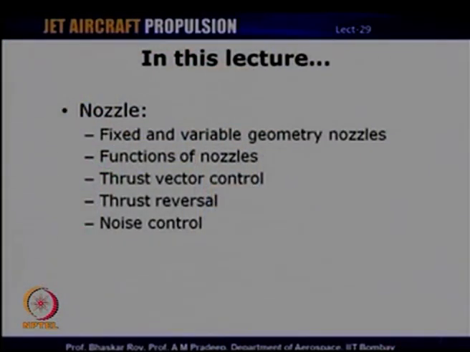So, in today's lecture, we are going to discuss the following topics. We will be talking about two broad classes of nozzles, the fixed and variable geometry nozzles. We will be talking about the functions of nozzles. We will also talk about some of the additional functions which some of the modern day nozzles are performing, like thrust vector control, thrust reversal and noise control. In general, we will not be going into very in-depth discussion on some of these topics, which is probably out of scope of this current course. But in the next lecture, we will take up discussion in some detail about the performance parameters.